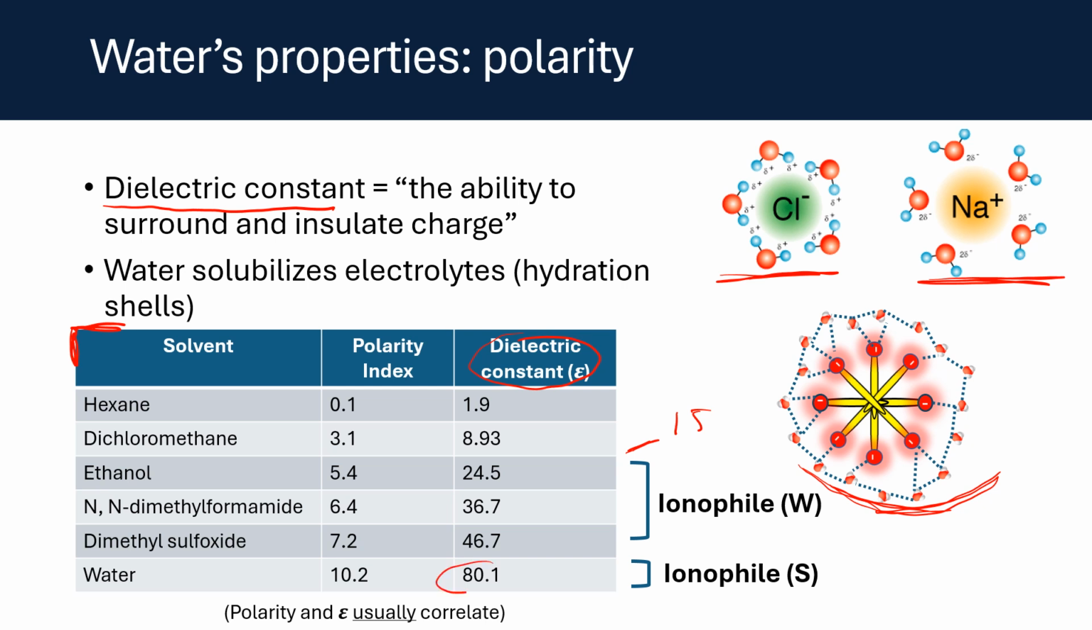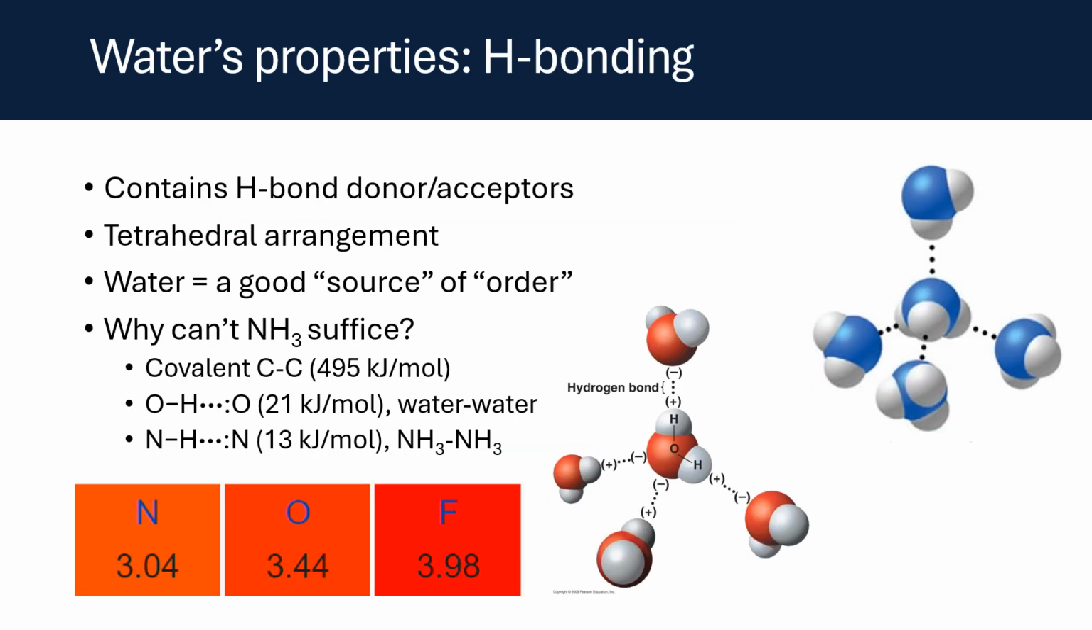Water, its dielectric constant is 80. That's about twice what the second place DMSO gets. So water is really polar and really good at dissolving charged things too. The next property on our list is hydrogen bonding. Why does water have such a great propensity to be a hydrogen bonder?